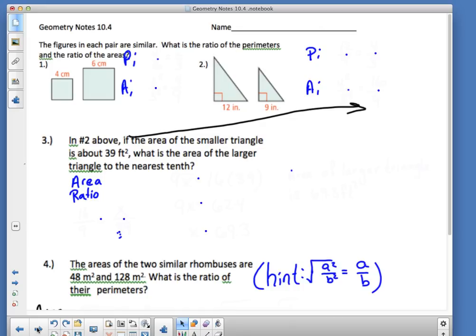2 to 9, 4 to 3, 16, perfect. Remember, perimeter ratio is set up by corresponding sides. So this first one, you got 4 and 6. Reduce them, 2 and 3. So your perimeter ratio is 2 to 3. Your area ratio is therefore 4 to 9.